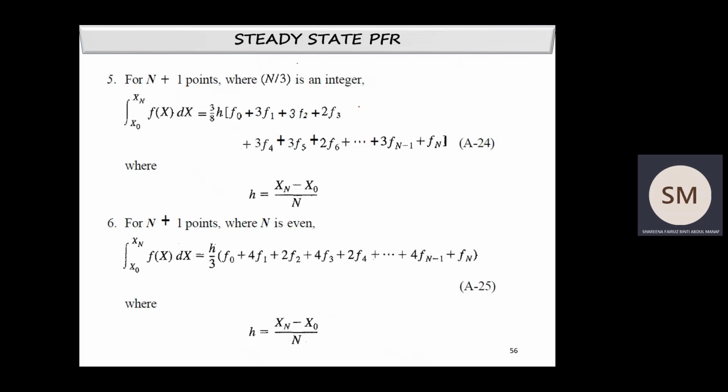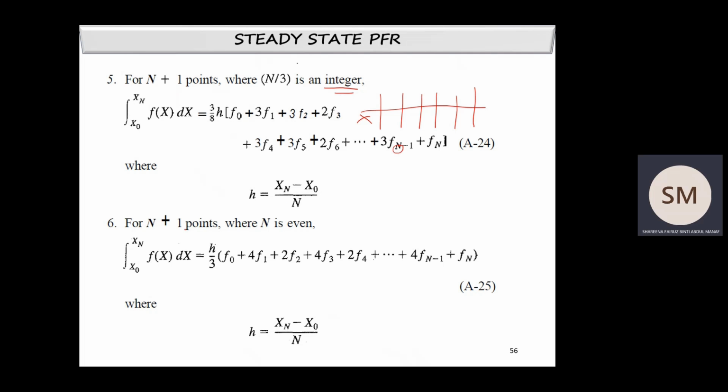Another one is the n+1 points formula, where n over 3 must be an integer value, from xn to x0. How do you get the h? It depends on how many function values you have, for example, how many columns you have for the x. You can use this one for more than 5 points, but make sure this n is an integer.